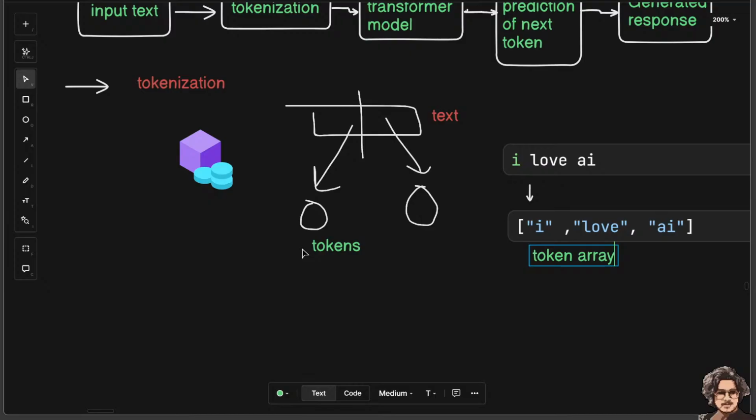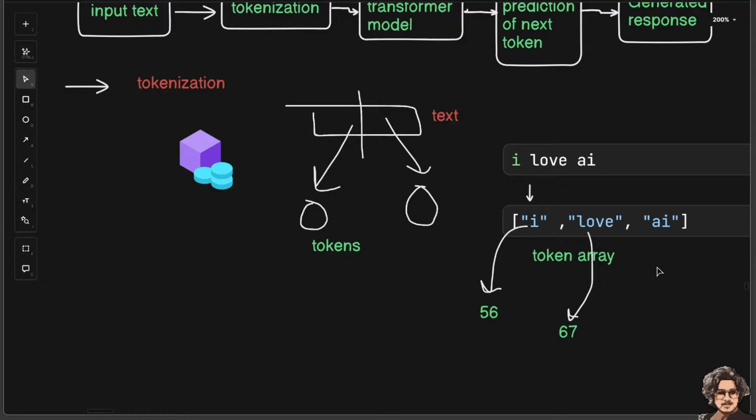Why are they needed? The computer does not understand words directly, it can understand only numbers. So one token can be understood as a number like 58, another as 67, another as 13, and so on. This can be written as follows.